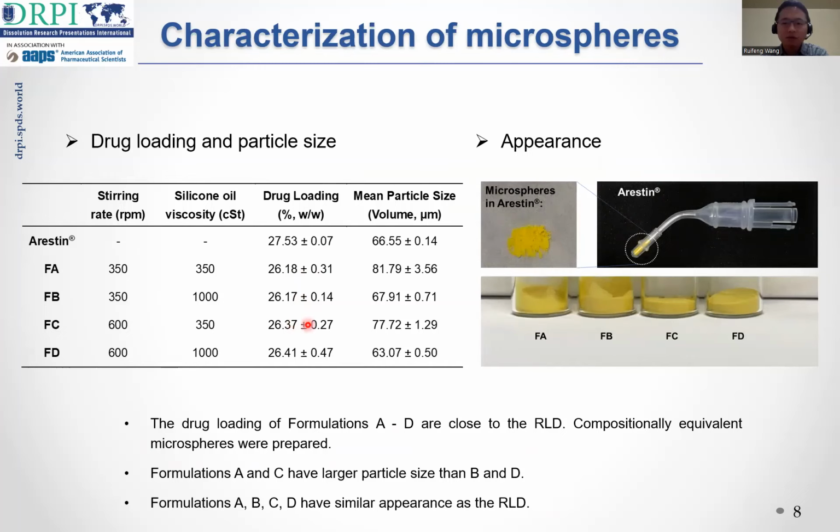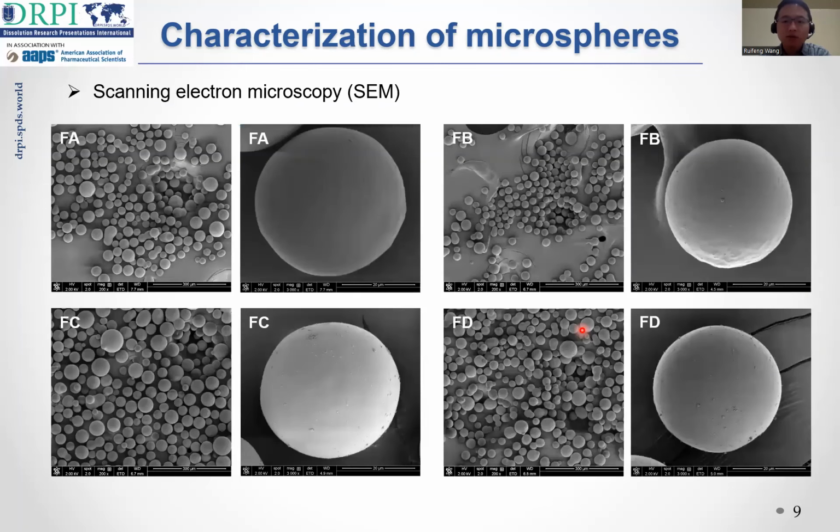As the right picture here shows, the formulation A to D have similar appearance to the RLD, which is a well-dispersed yellow powder of minocycline hydrochloride microspheres. Here shows the SEM results of in-house formulations. They have similar morphology with dense and relatively smooth surface.